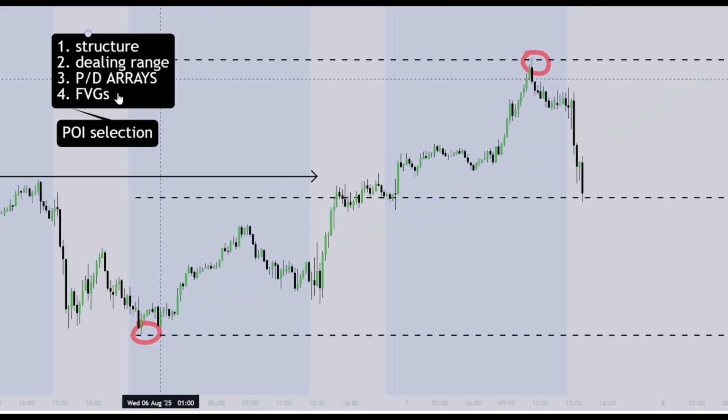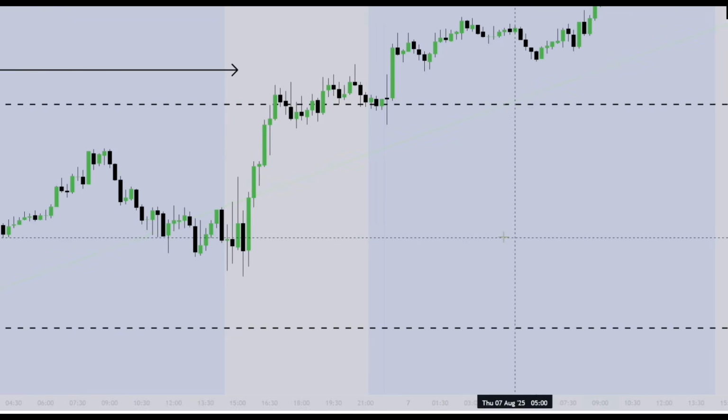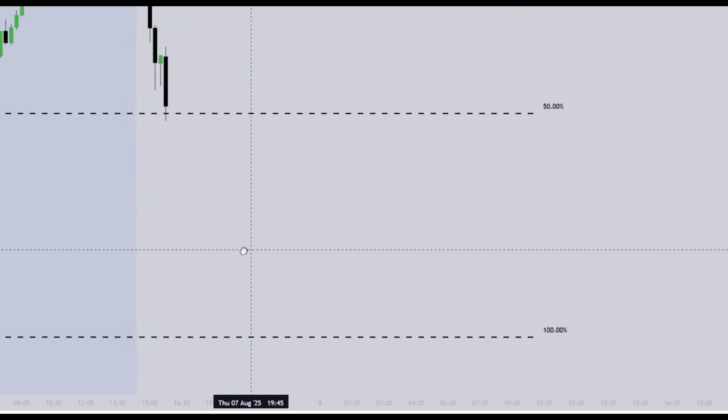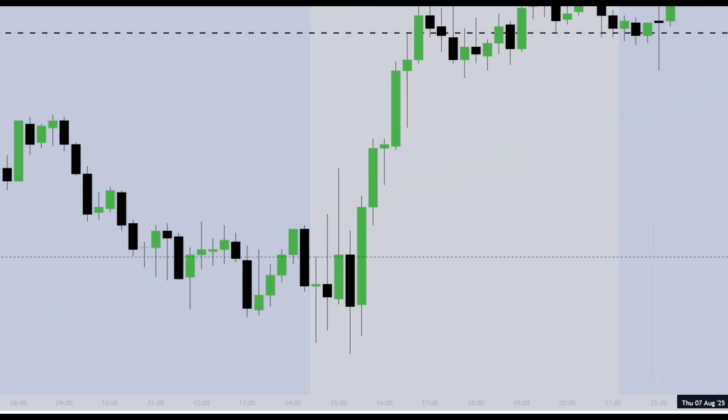So let's break this down. We have POI selection over here. So how do you form a POI? Nice and simple. Notice how this is the 50% area. We're below the 50%, so we've come into a discount. And so how do I form my POI?